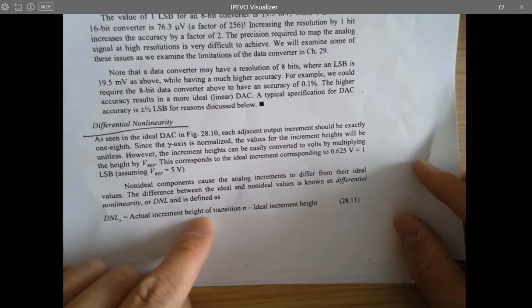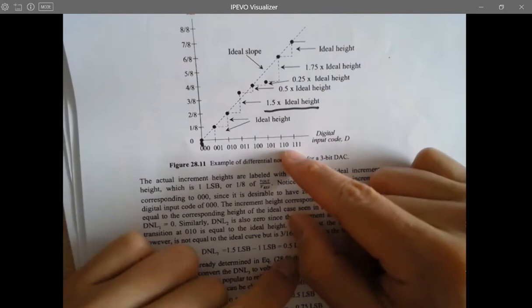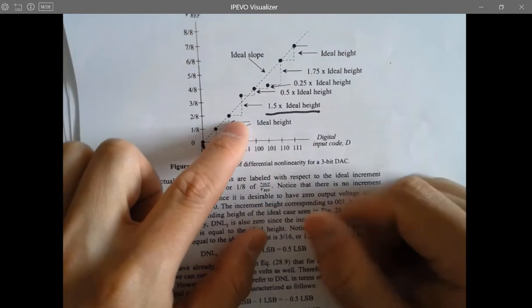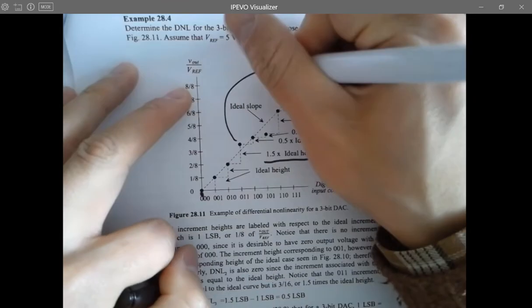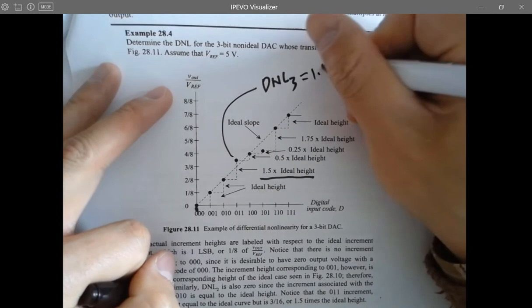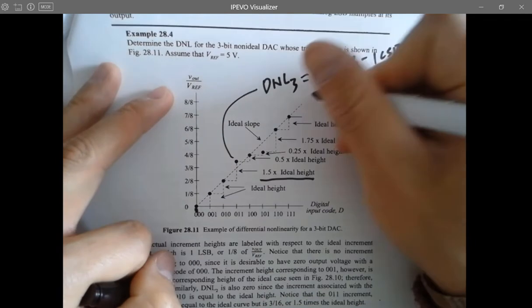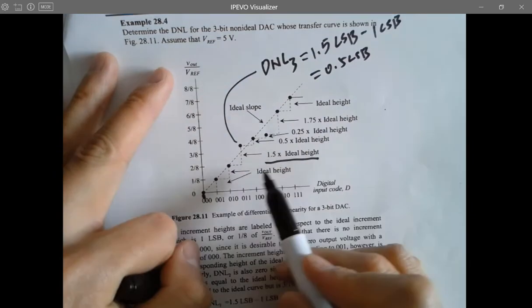So the actual increment height minus the ideal increment height. So you want to use what? Which to minus which for this single step. So the DNL3 here will be 1.5 LSB minus 1 LSB, which is 0.5 LSB. So that's the DNL for this transition.